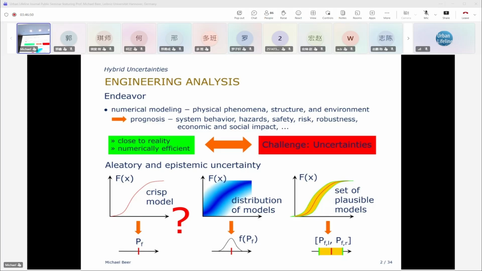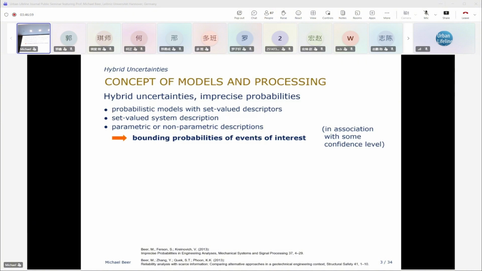So it's not dealing with precise probabilities, it's dealing with imprecise probabilities in a set-valued way with set-valued descriptors. So we have basically probabilistic models with set-valued descriptors in a parametric form, which can also be in a non-parametric form, set-valued system descriptions, so that you deal with a set of models for the system, and this can be done in a parametric or non-parametric way. So, of course, we have developed methods which deliver bounding probabilities for events of interest. So your events of interest, failure probability, will then come up with some bounds as an interval.